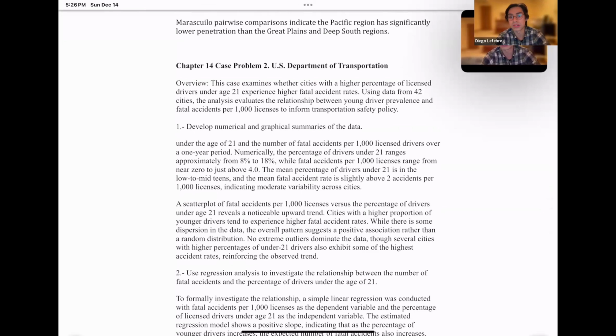With the summary analysis, we found that there is a positive correlation between the percentage of drivers under the age of 21 and the number of fatal accidents per 1,000 licensed drivers over a 1 year period. Numerically, the percentage of drivers under 21 ranges approximately from 10 to 18%, while the fatal accidents per 1,000 licenses range from near 0 to just above 4. The mean percentage of drivers under 21 is in the low to mid-teens, and the mean fatal accident rate is slightly above 2 accidents per 1,000 licenses, indicating moderate variability across cities.